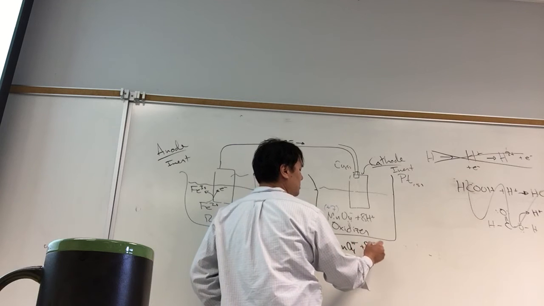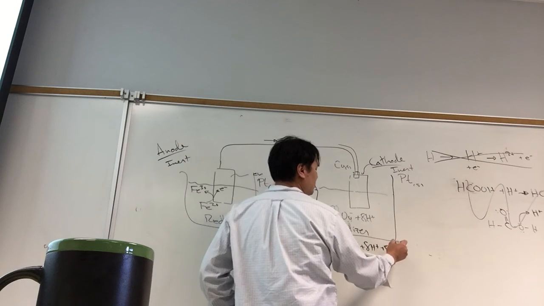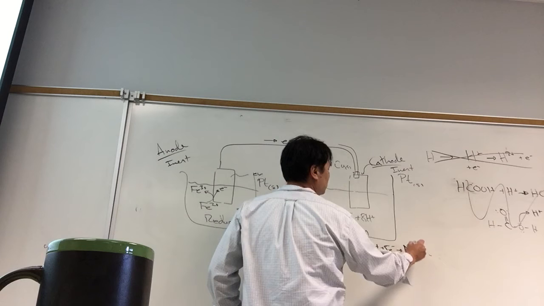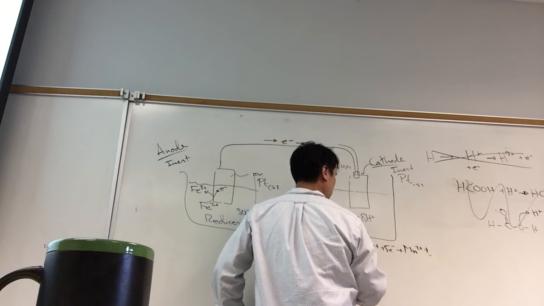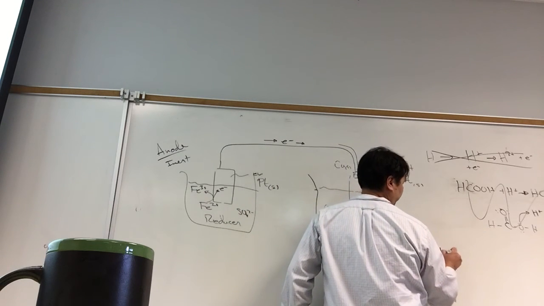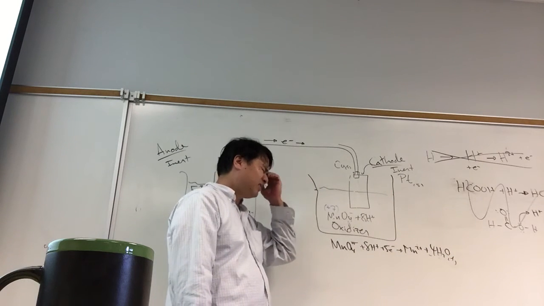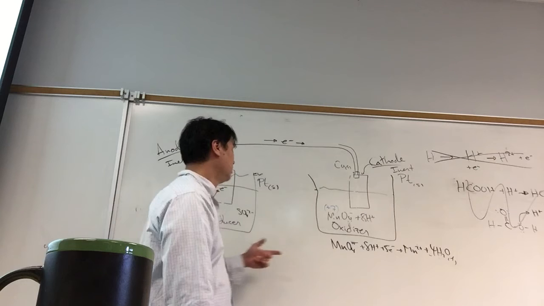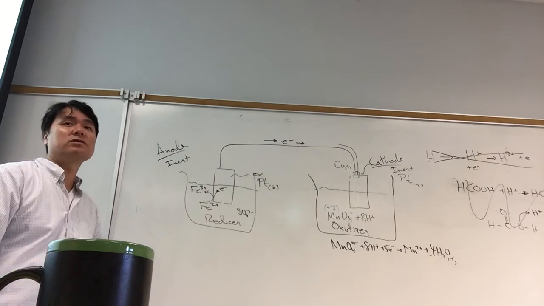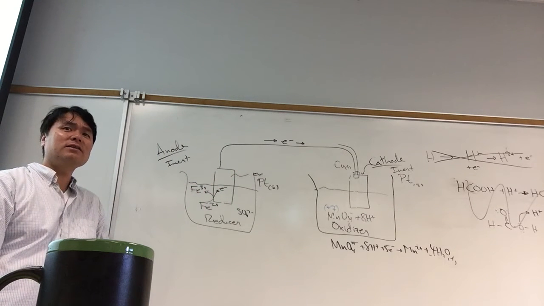And so permanganate plus 8H plus plus 5 electrons yields Mn2 plus plus 4 H2O. And so the permanganate is going to gain the electrons, but over here it gains 5 electrons. Over here it just loses 1 electron, so it's unbalanced. Do you know how we balance these?